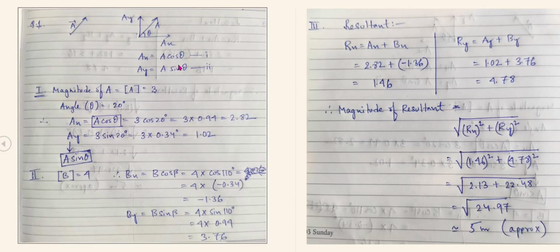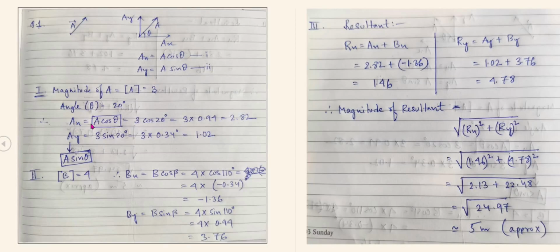Ax can be written as A cos theta and Ay can be written as A sin theta. The magnitude of the first vector is given as 3 and the magnitude of the second vector is given as 4. The angle corresponding to the first vector is 20 degree while the angle corresponding to the second vector is 110 degree. Now we will find the two components of both the vectors.